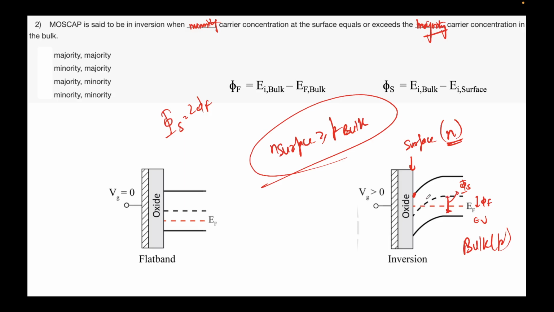To make it intrinsic, phi s should be equal to phi f, which we saw in the depletion diagram in the previous slide. However, we want to make it n-type. How much n-type? This is the condition of strong inversion, by the way. Strong inversion is said to have happened when phi s equals 2 phi f. That is, it is as much n-type at the surface as it is p-type in the bulk, because the bending on this side and this side is the same.